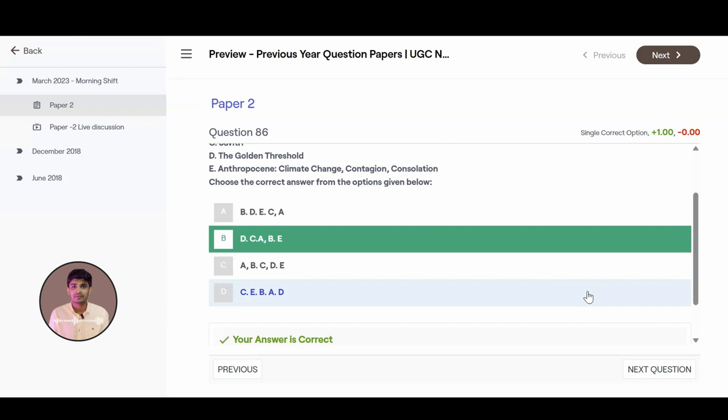And finally, Anthropocene, Climate Change, Contagion and Consolation, published in 2001 by, any guesses? If you give me the answer of the poet, 100 points. Who wrote Anthropocene, Climate Change, Contagion and Consolation, published in 2001? Anybody?